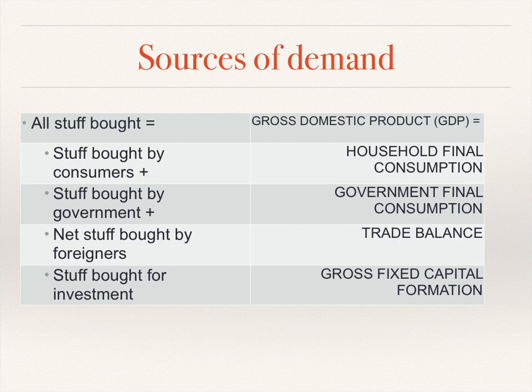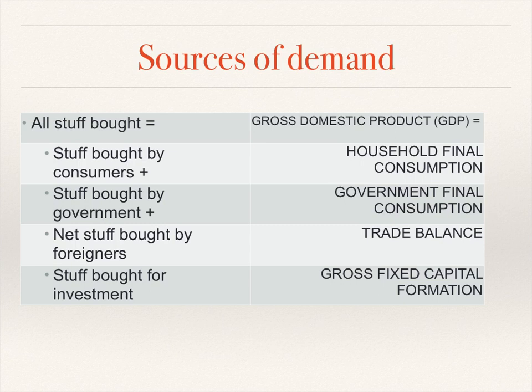On the other hand, anything imported, people purchase out of their wages, which means that part of their wages isn't available to purchase domestic things. So you have to subtract imports from exports to get the benefit of exports for final purchases. So that's net stuff bought by foreigners. And then finally, stuff bought for investment, or wages paid out for investment. If you put all of these things together, you get what we now call gross domestic product.